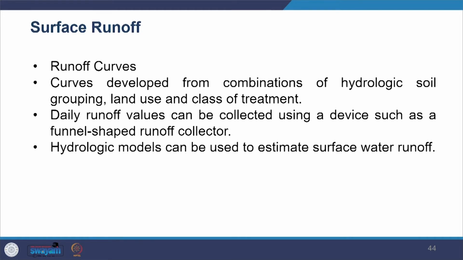Another parameter we see is surface runoff. Surface runoff can be estimated from runoff curves. The curves were developed from a combination of hydrologic soil grouping, land use and class of treatment. Daily runoff values can be collected using a device such as a funnel-shaped runoff collector. For detailed assessment requiring more accurate results, hydrologic models can be used to estimate surface water runoff. We will see some of the software which is available for the purpose.